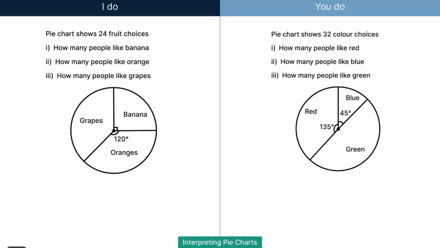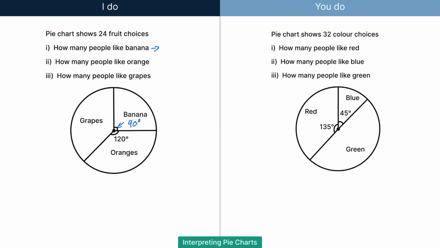And now moving on, we're looking at questions with interpreting pie charts. So we've got a pie chart that shows 24 fruit choices. So we've got grapes, banana, and oranges. And it says how many people like banana. Now, we know that as an angle, banana is 90 degrees because that's a right angle there. So this is 90 degrees.